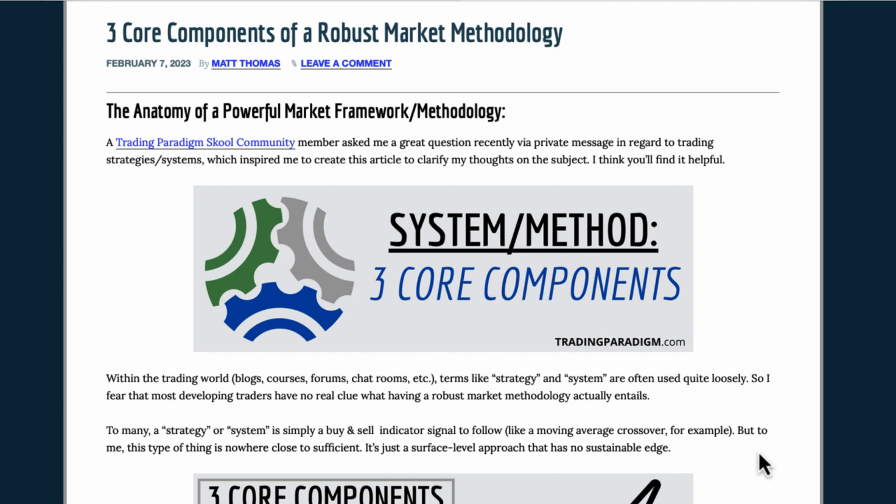So you might want to reconsider your individual approach if it's not hitting on all three of these components, or at least the first two.